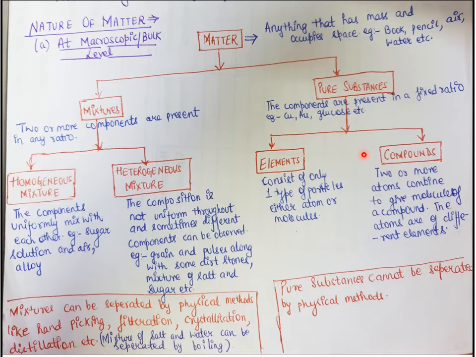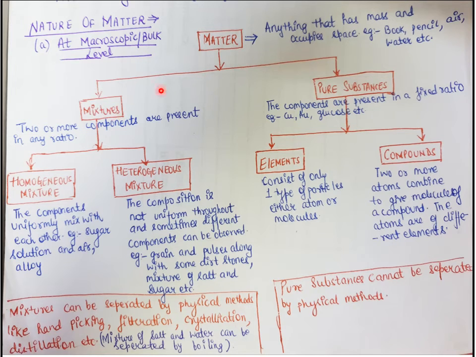In glucose there are three different atoms present, which are carbon, hydrogen, and oxygen, in a fixed ratio, which is 6:12:6, or I can say 1:2:1. So the ratio of the atoms in compounds will always be fixed, and compounds are made up of two or more different atoms, while elements are made up of a single type of atom.